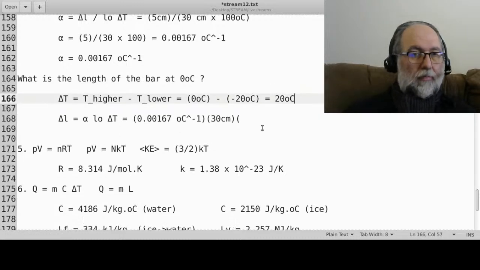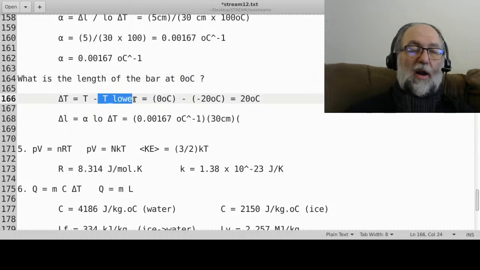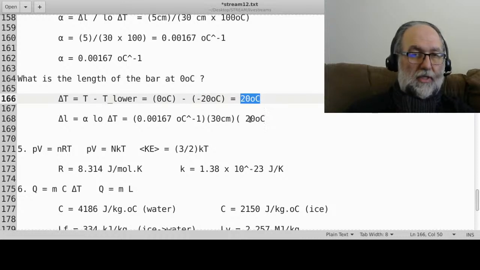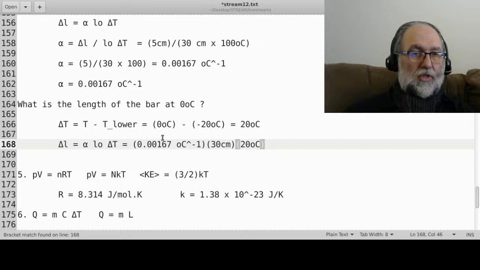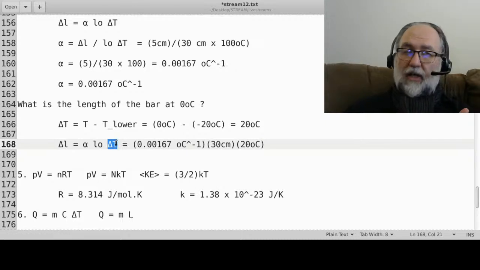I hope that wasn't confusing, but maybe we should just take out the word higher there and say the temperature that we're interested in, in this case 0 degrees Celsius, minus the lower reference temperature, minus 20. That's a change of 20 degrees Celsius. Just like there's that L naught, which is the reference length, inside of delta T there's the reference temperature, the lower temperature.